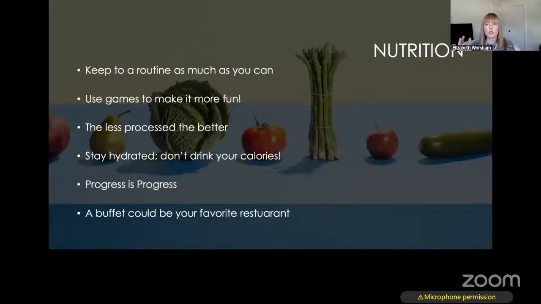So, nutrition. As special needs parents, we struggle with this. We're exhausted all the time. Some may not be, but it can be a struggle for parents with special needs children to eat a healthy diet, especially during Halloween. There's candy everywhere. Keep as much routine as you can within moderation. Use games to make it more fun.